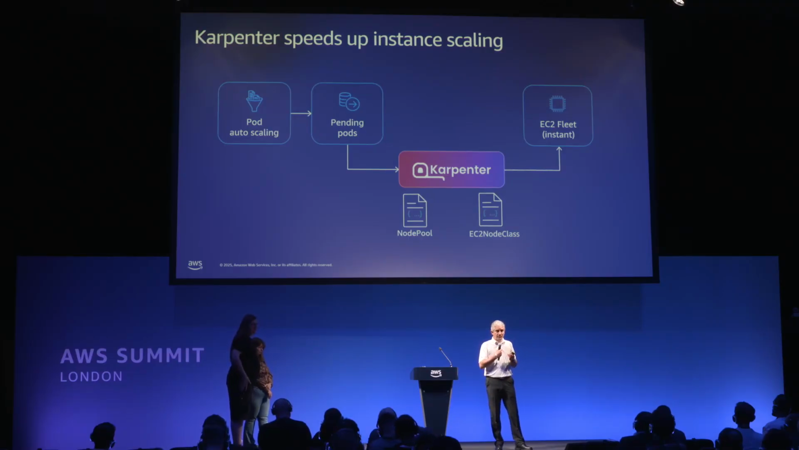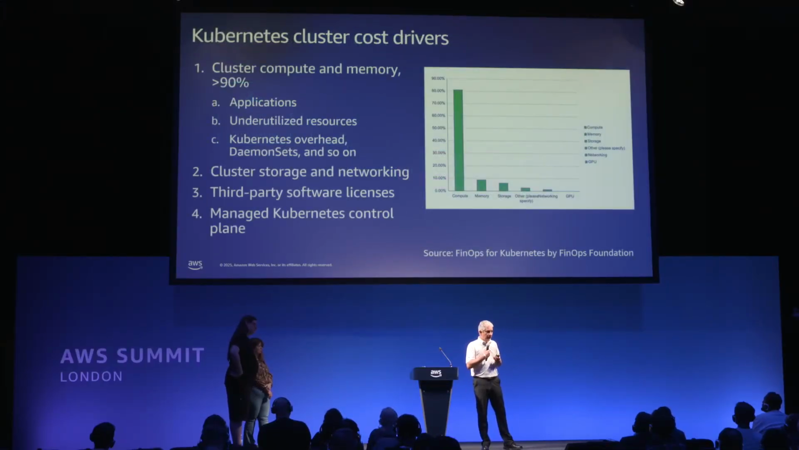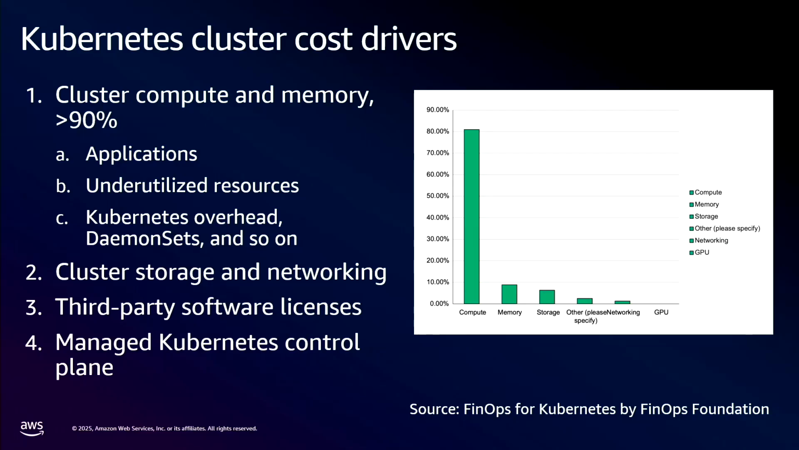Another important point is that it can also help with costs. And speaking of costs, according to the FinOps Foundation for Kubernetes, this is the distribution, as you see on the chart, of the actual cost drivers in a Kubernetes cluster. I want to make a note here that there is a tiny cost for the control plane, but it is negligible compared to the other costs.